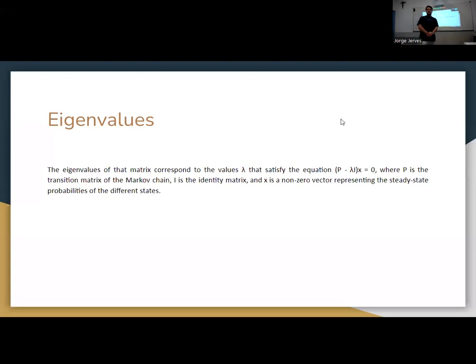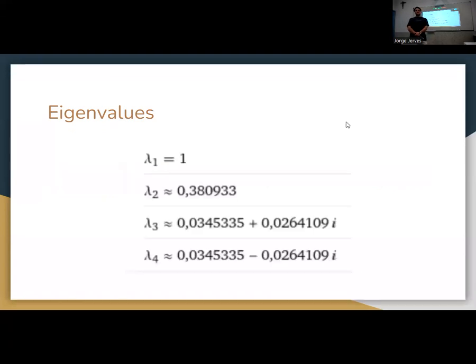The eigenvalues of that matrix correspond to the values lambda that satisfy the equation (P - λI)x = 0, where P is the transition matrix of the Markov chain, I is the identity matrix, and x is a non-zero vector representing the steady-state probabilities of the different states. By finding the eigenvalues and eigenvectors of the transition matrix, we can determine the long-term behavior of the Markov chain and the probability of ending up in each state after many iterations.